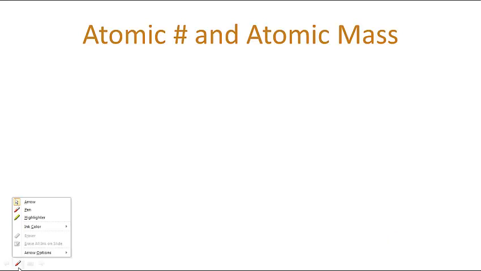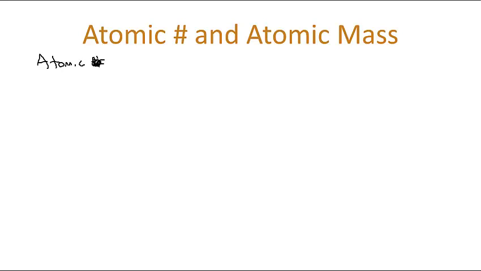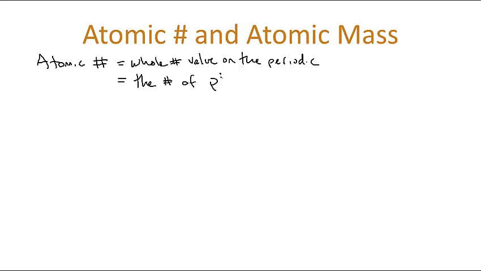So the atomic number is the whole number value on the periodic table. It's also, most importantly, the number of protons. And I'm going to call protons P plus. I like to do shorthand. So P plus is protons, the number of protons in the nucleus of an atom.